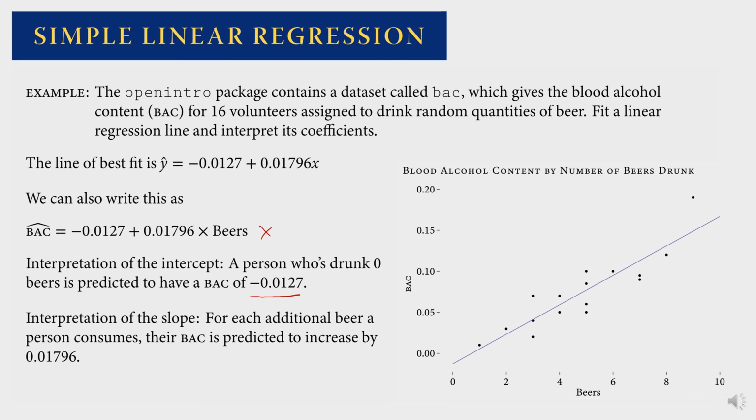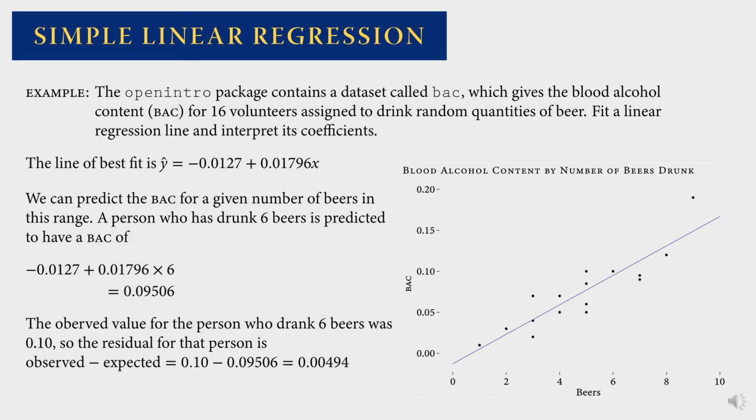For each beer a person consumes, their blood alcohol content is predicted to increase by 0.01796. A person who drinks 6 beers is predicted to have a blood alcohol content of 0.09506. There was a person in the experiment who drank 6 beers, and their BAC was 0.1. The residual for the observation is y minus y hat, observed minus predicted, and that is 0.00494.